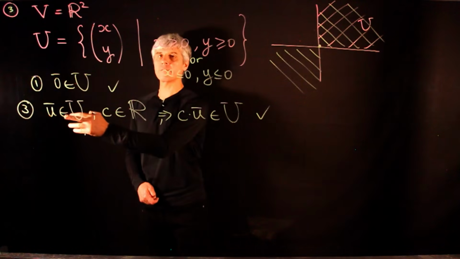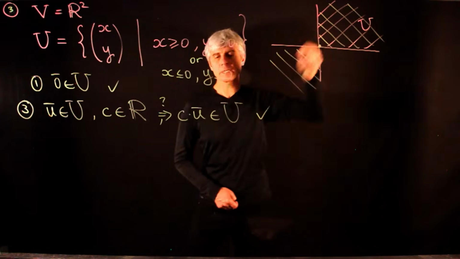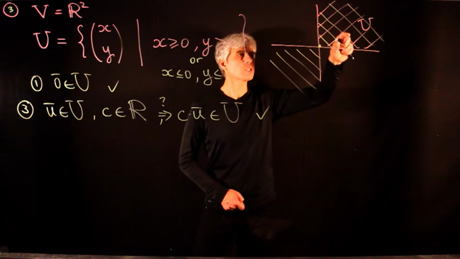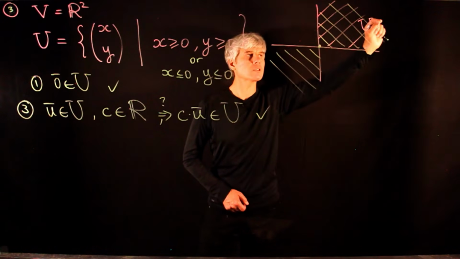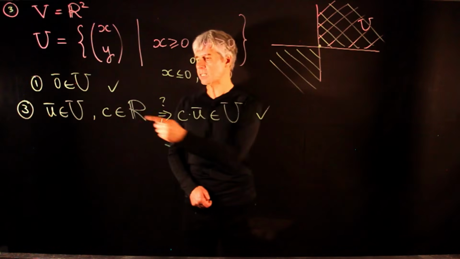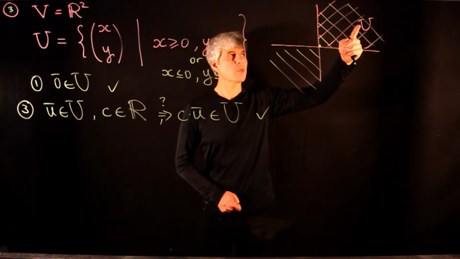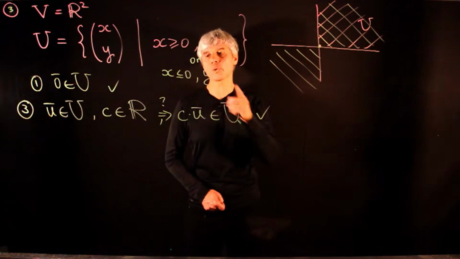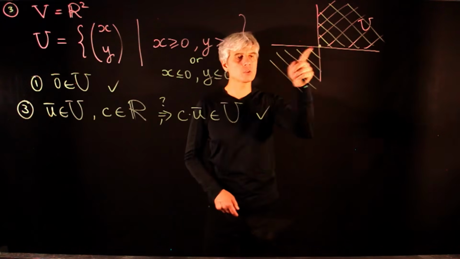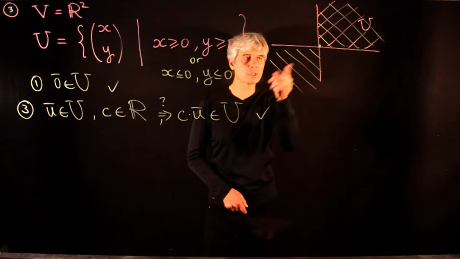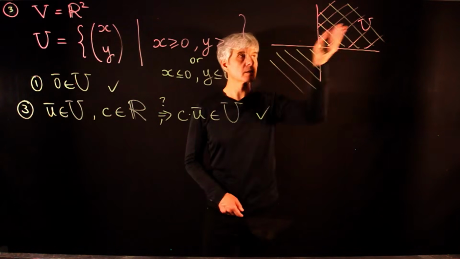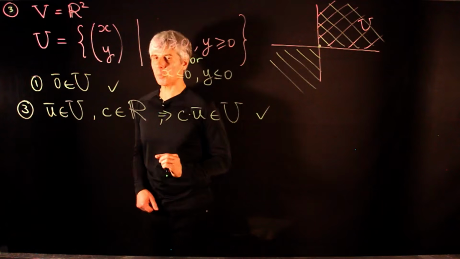So we can have u in the first quadrant and c positive. Then clearly, if we take a vector in the first quadrant and rescale it with a positive scalar, the result is still in the first quadrant. If c is negative, then rescaling a vector from the first quadrant will get a vector in the third quadrant, but that's also included. And similar for vectors that are in the third quadrant. So when we try to rescale them, the result will still be in this subset. So this third property now holds.